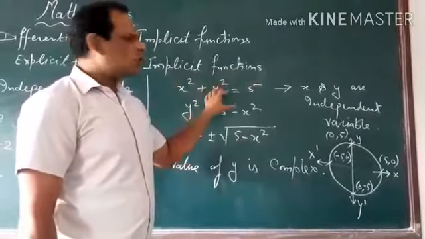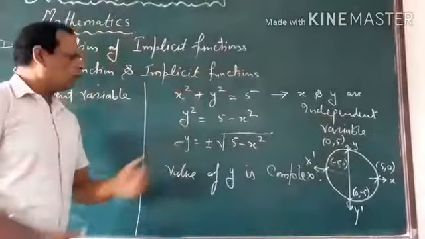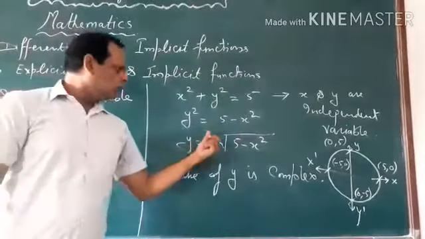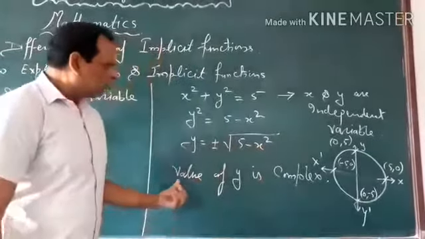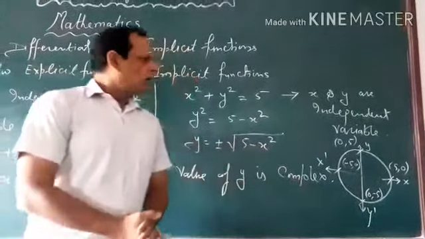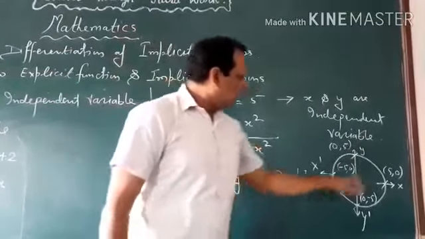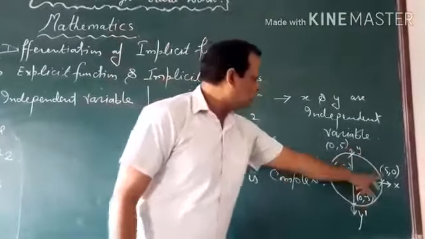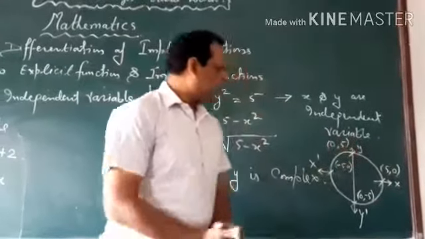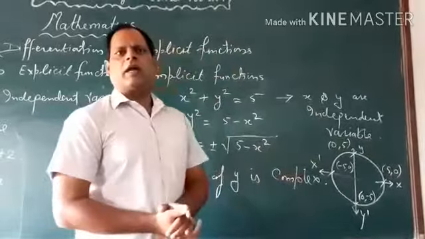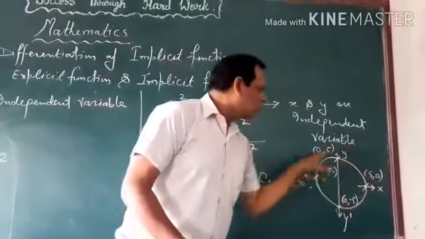So x square and y square are both variables. Now see the value of y here, y equal to plus minus root of 5 minus x square. So the value of y is complex here. Now we see the graphical representation of this. We plot a circle. The values of x and y we see here on the axes: 5, 0, 0, 5. Now this value is complex and it is an independent variable on this whole circle.